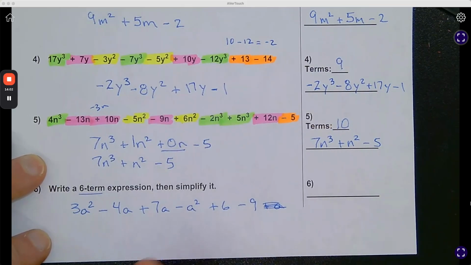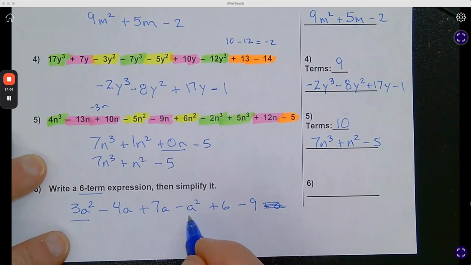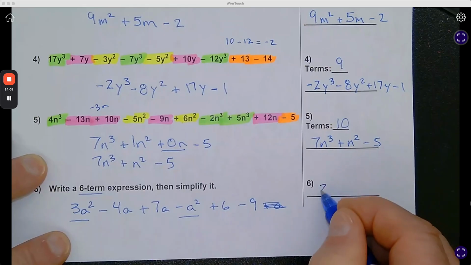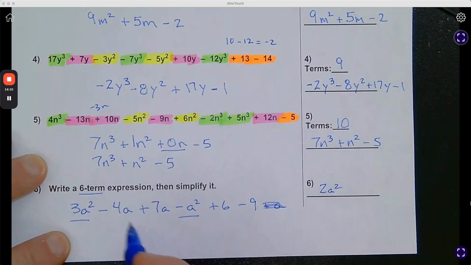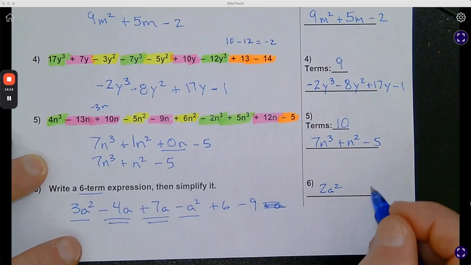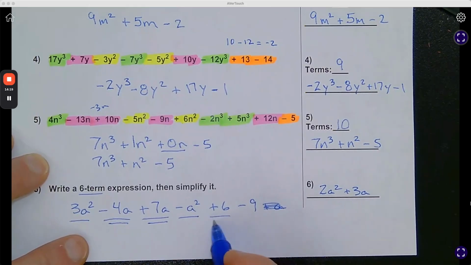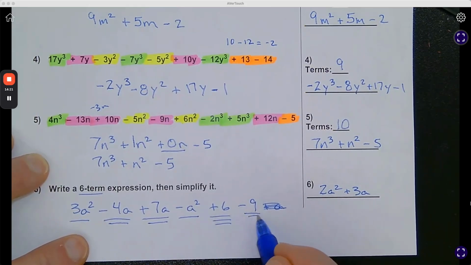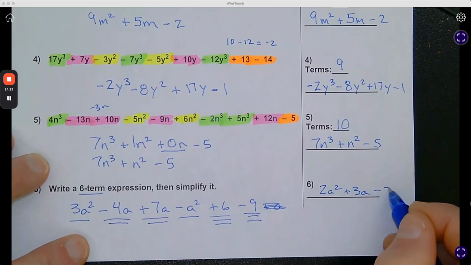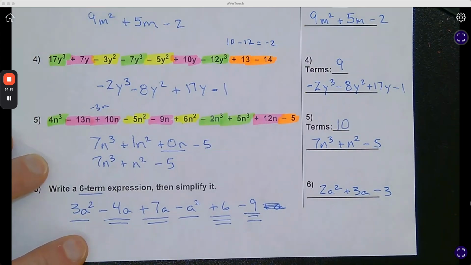I'm going to go ahead and combine my like terms now. So there's 3a squared minus 1a squared. That's 2a squared. There's negative 4a and positive 7a. That's plus 3a. And then we have plus 6 minus 9. That's negative 3. Okay, that's it.